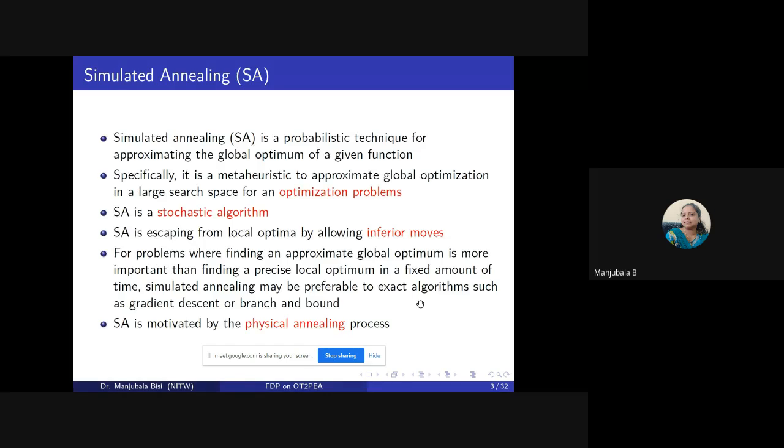So in the genetic algorithm, you have seen, right? Always you are trying to choose the best population or the best chromosome for the next iteration, right? So always we are trying to move towards the best. But in the simulated annealing algorithm, there is a chance that we can accept an inferior solution also, right?